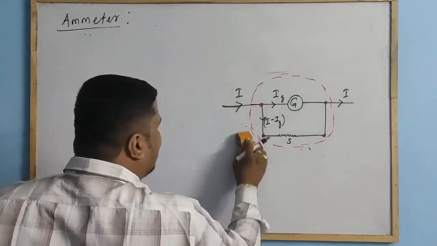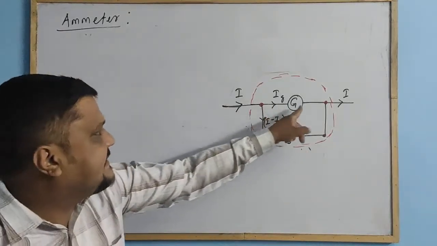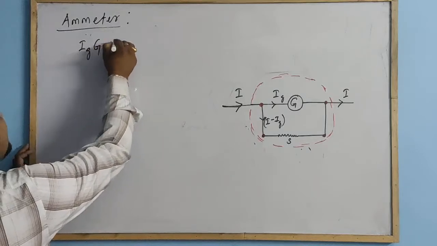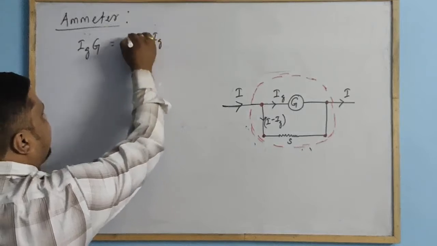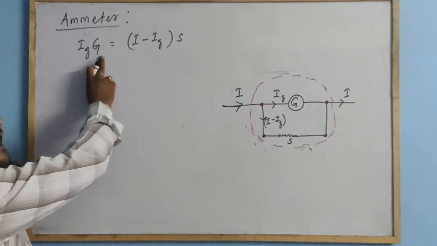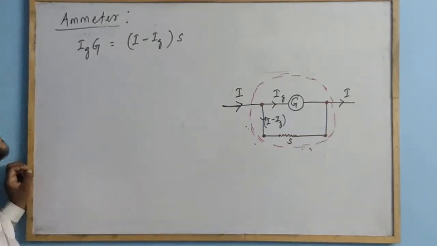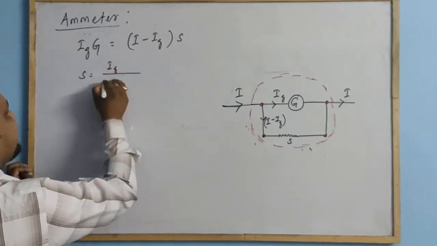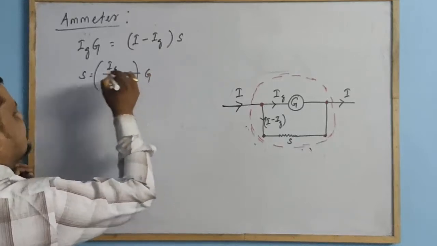So the potential difference is what? The potential difference across this, that is Ig into G, is equal to I minus Ig into S. This is the current into resistance, that is the potential difference. V is equal to IR. So these potential differences are the same. Then the shunt resistance S is equal to Ig divided by I minus Ig, into G.